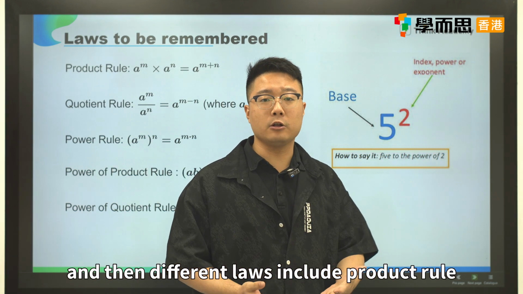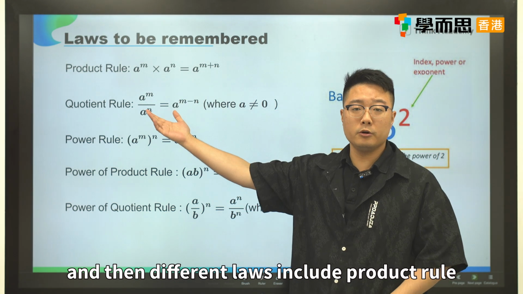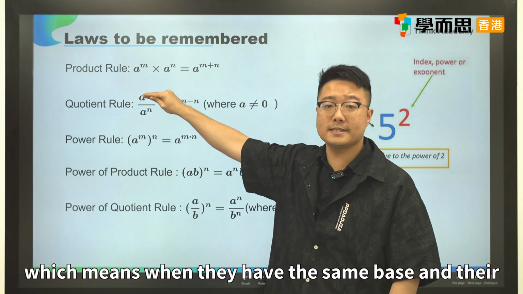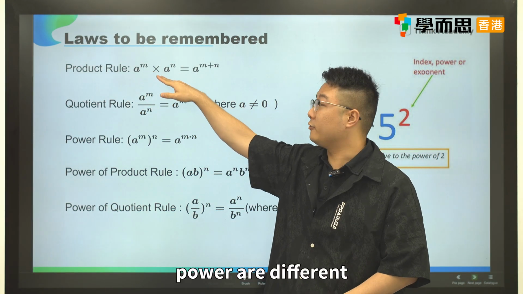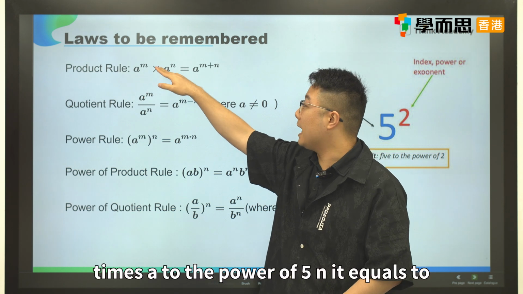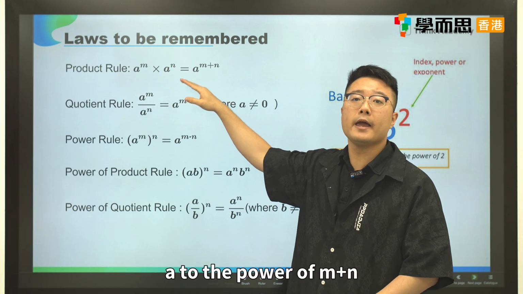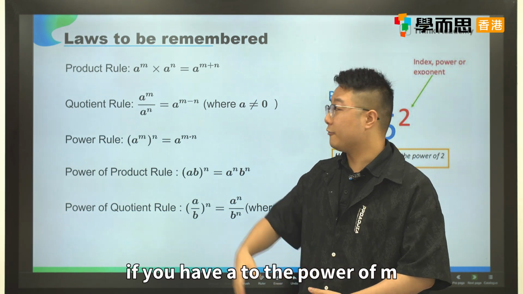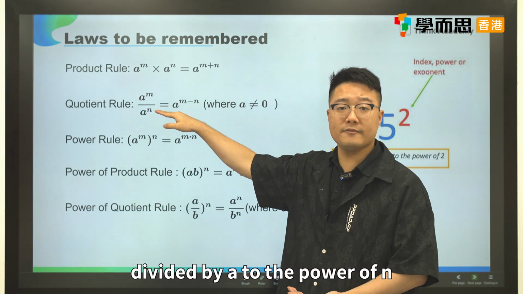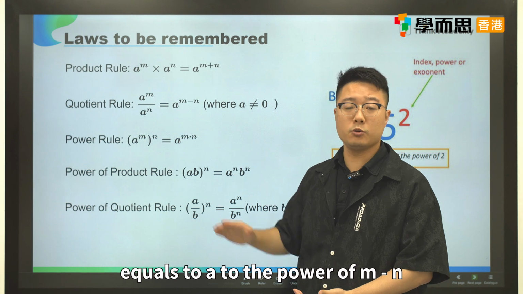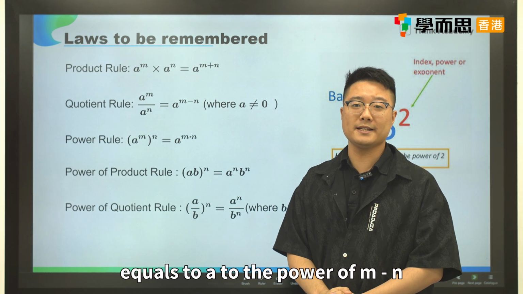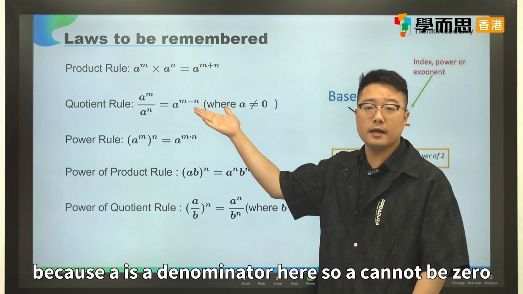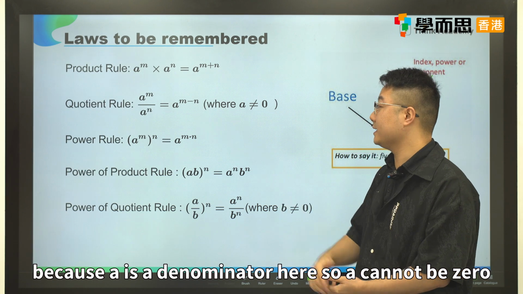And then different laws include the product rule, which means when they have the same base and their powers are different: a to the power of m times a to the power of n equals a to the power of m plus n. And then the quotient rule, if you have a to the power of m divided by a to the power of n, it equals a to the power of m minus n. Because a is a denominator here, a cannot be 0.